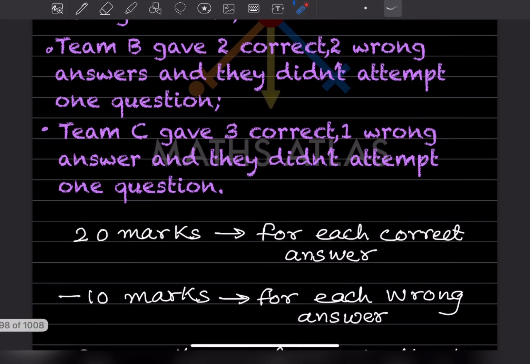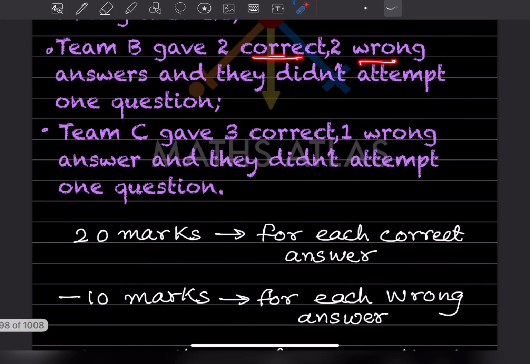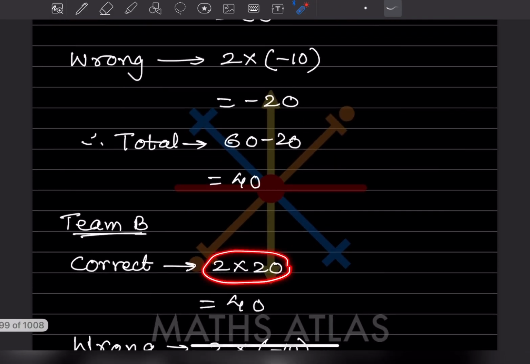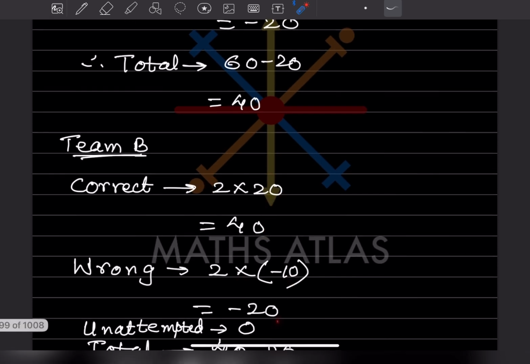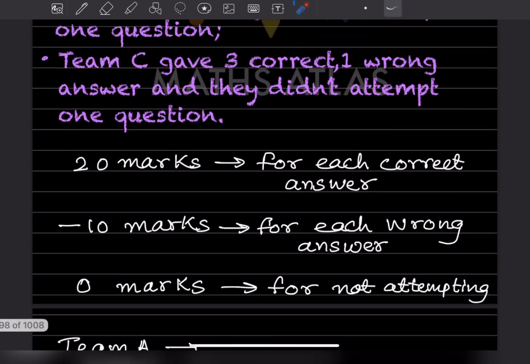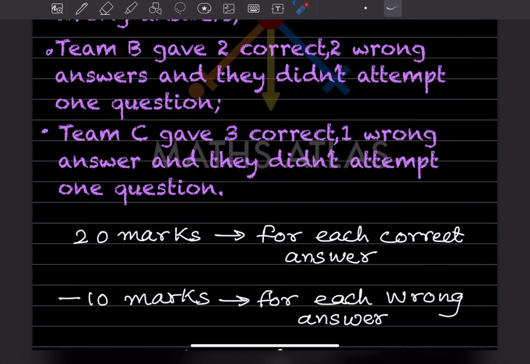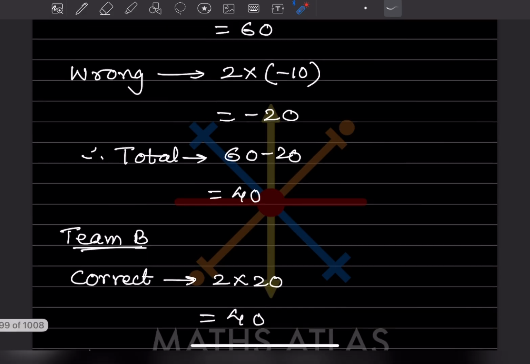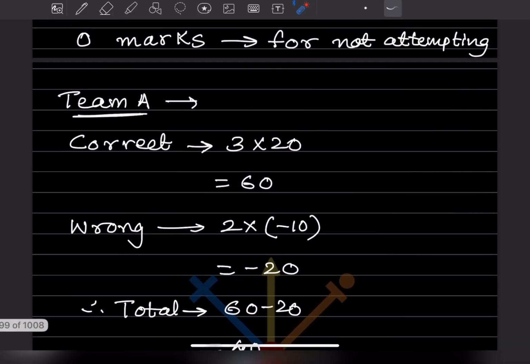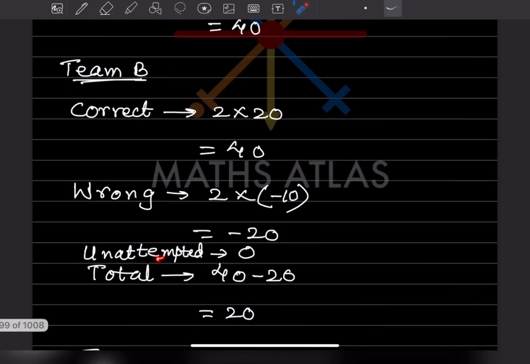Now we'll see for team B. 2 correct and 2 wrong. So 2 correct means 2 into 20, that is 40. And wrong is 2 into minus 10, that is minus 20. And here, what did they say? They didn't attempt one question. So for not attempting, no marks are deducted. So unattempted is 0. So that is just going to be 40 minus 20. So that is going to be 20.